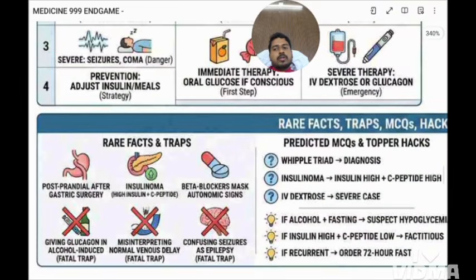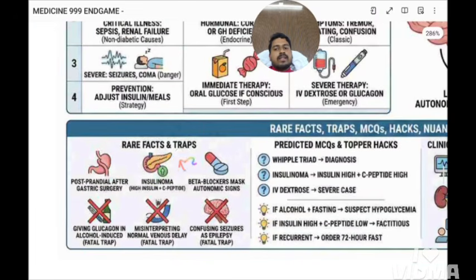So important is postprandial hypoglycemia, which can occur after gastric surgery, because most of the gastric content is diverted towards the intestine after bariatric surgeries. Second is insulinoma, where there is increased insulin secretion. It's a type of tumor which is seen in MEN syndrome. So increased insulin from an insulinoma can also cause hypoglycemia.